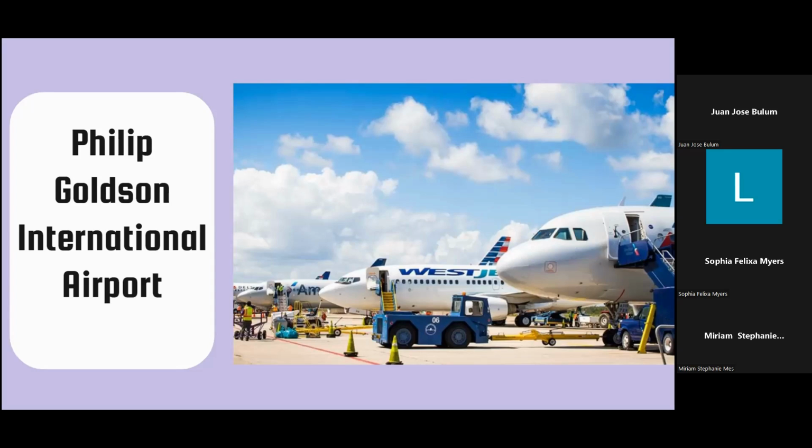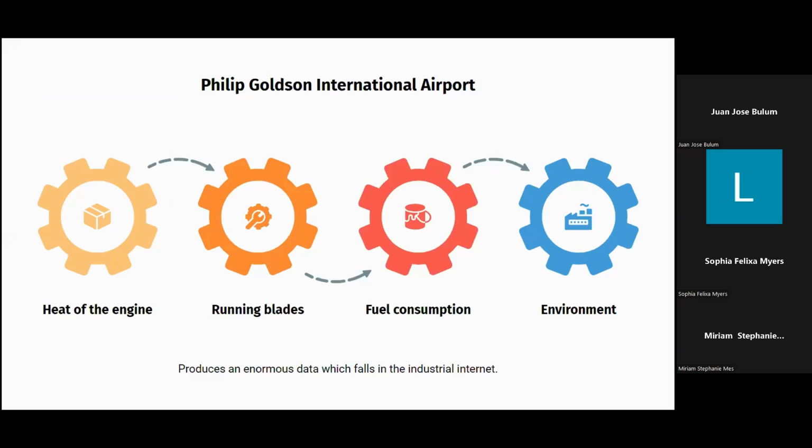In the aviation sector, we have the Philip Wilson International Airport. And how this relates to GE in the industrial sector and the industrial internet is that the airplane engines used at the Philip Wilson International Airport have hundreds of sensors on them, and these sensors have the capability to take continuous data about the heat of the engine, the fuel consumption, the running blades, and the environment the airplane is taking off in. All in all, the series of things being processed by the airplane, which, as I mentioned, communicates with technicians on the ground about the health of the aircraft. Overall, this produces enormous data, which falls in the industrial internet.